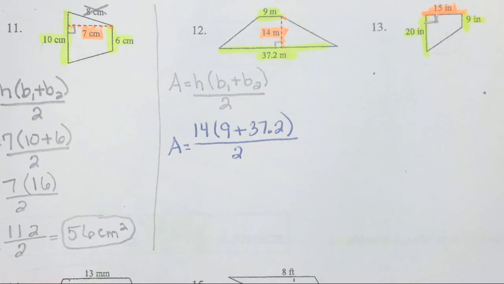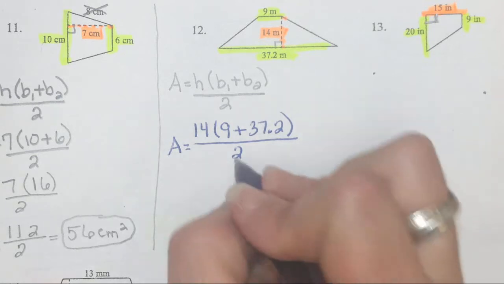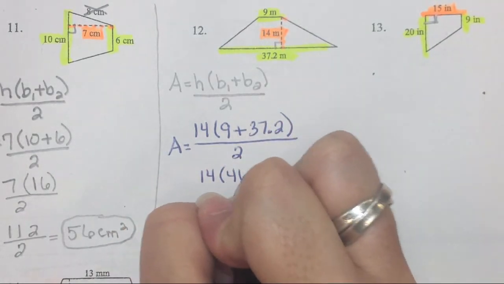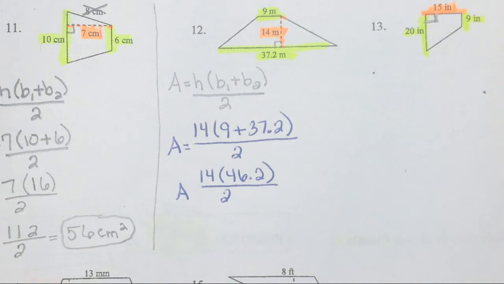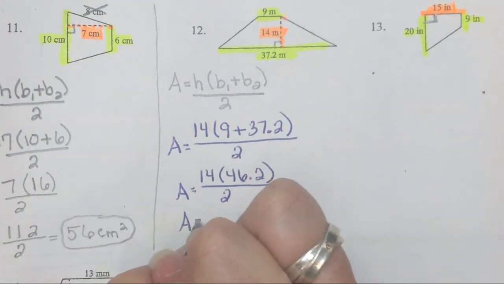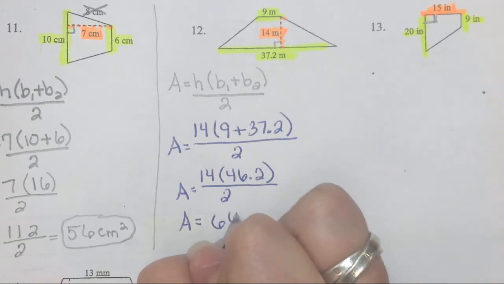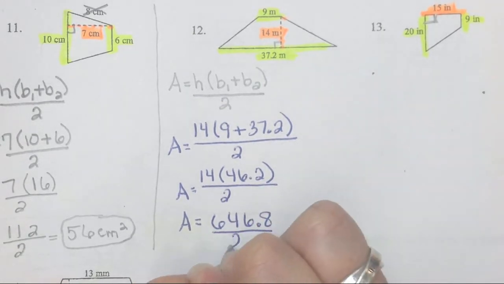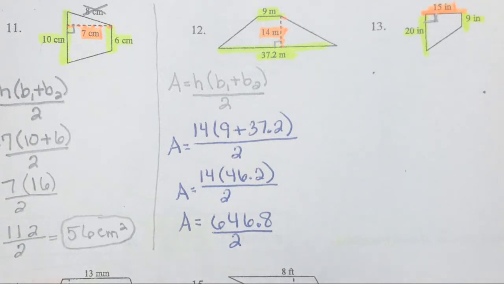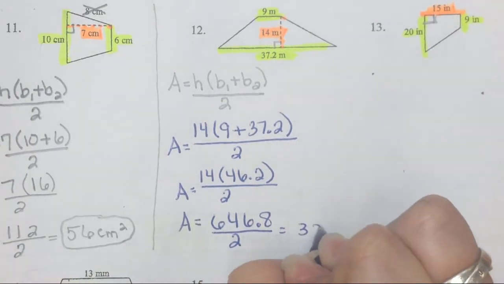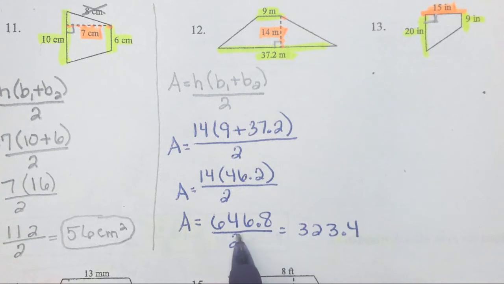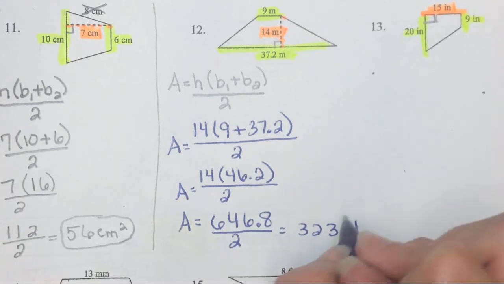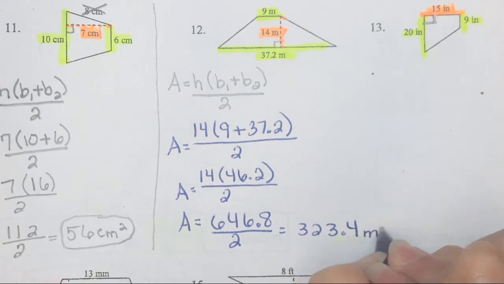Okay. Using my calculator, 9 plus 37.2 is 46.2. Now I'm going to multiply it times 14. I got 646.8 divided by 2 is 323.4. How did you know that? Well, these are all digits of 2's, guys. 2 will go into 6, 3. 2 will go into 4, 2. It's because I already did them. And then I need meters squared.